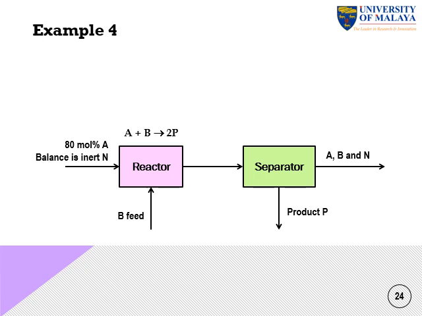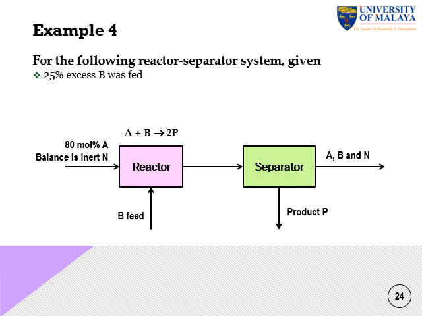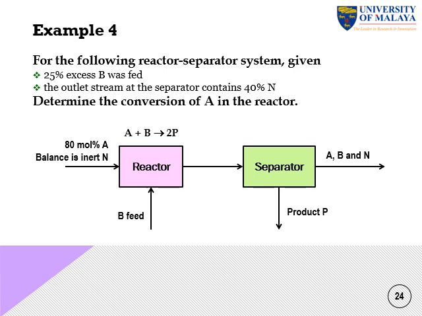Okay, moving on to the last example, example 4. So this example is a system with reaction, a reactive system. For the following reactor separator system, given 25% excess B was fed and that the outlet stream of the separator contains 40% of N, determine the conversion of A in the reactor.